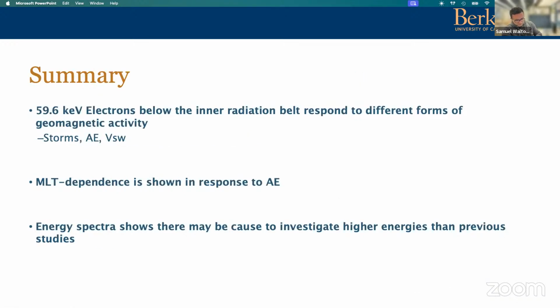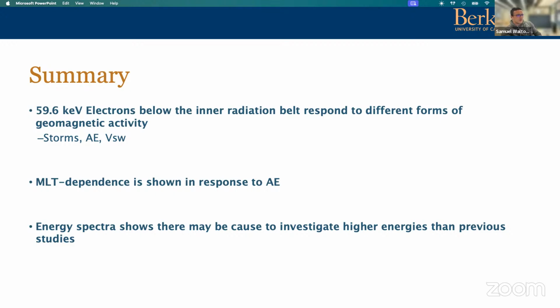And so quickly, just to final slide, going over what I've told you. We did a detailed analysis of 60 keV electrons below the inner radiation belt, and related those to different forms of geomagnetic activity. So we showed that relation to storms with the superposed epoch analysis, and then AE, solar wind speed, as well as SIMH, which comes under the storms. AE, solar wind speed, and SIMH being the strongest looking relationships to what might affect these electrons below the inner radiation belt.